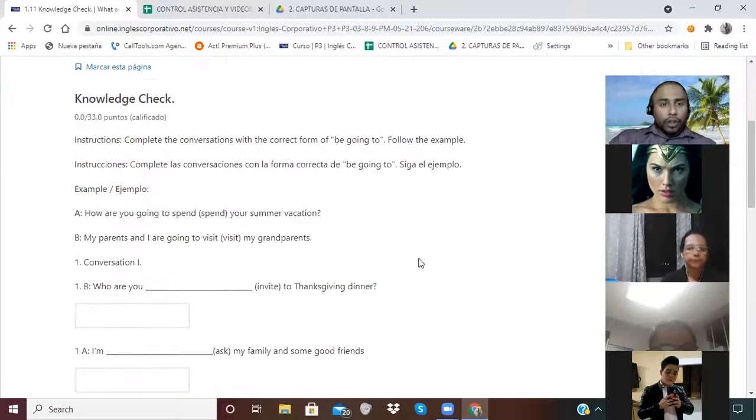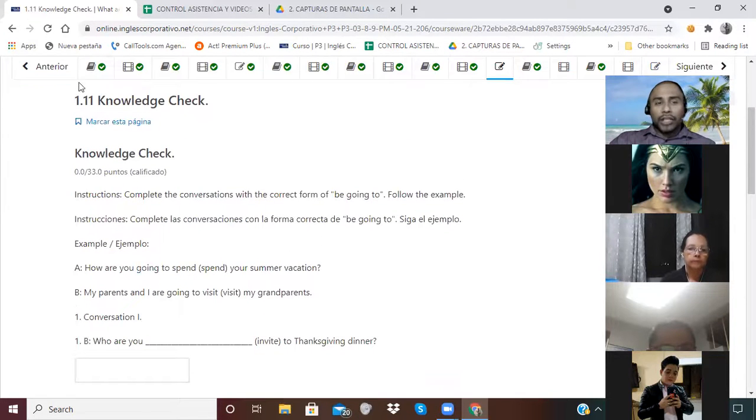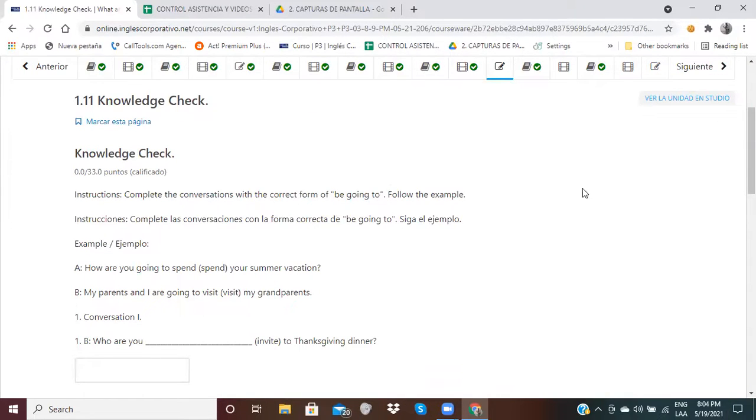So today we're going to look at knowledge check 1.11. Instructions: Complete the conversations with the correct form of be going to. Follow the example. Instrucciones: Complete las conversaciones con la forma correcta de be going to. Siga el ejemplo. Ejemplo: How are you going to spend your summer vacation?